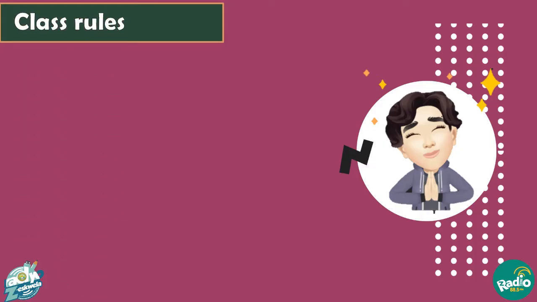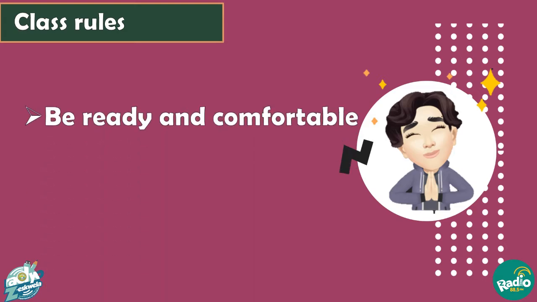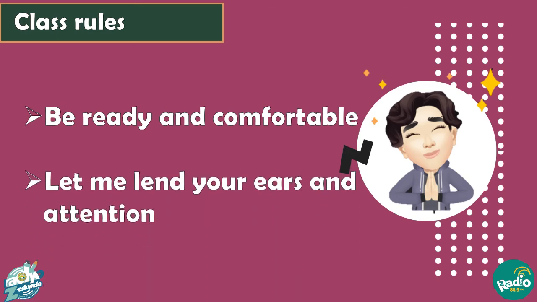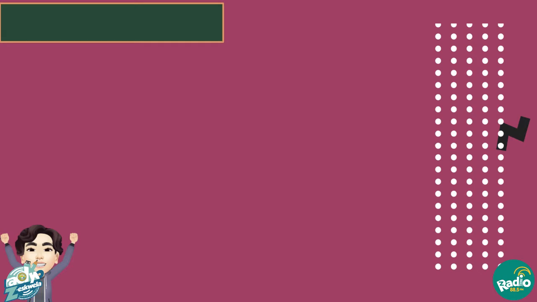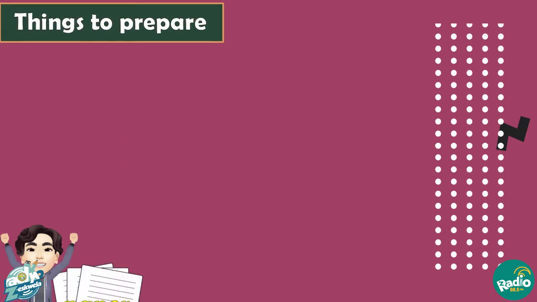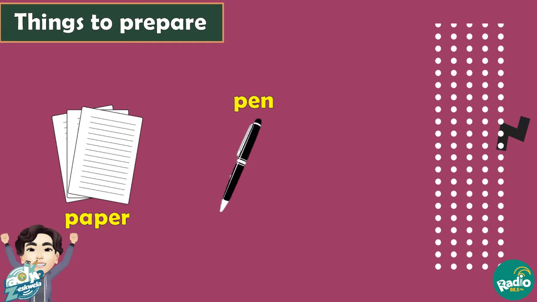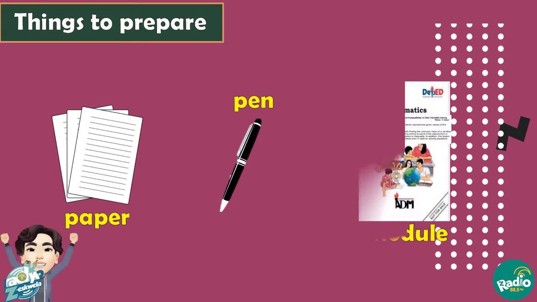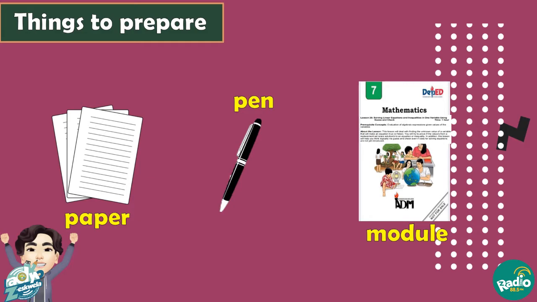To start our learning session, please make sure that you are ready and comfortable wherever you are right now. Let me lend your ears and attention as well so that you can focus in our class through radio. Before we start, kindly get and prepare your paper, pen, and your module entitled Mathematics 7, Quarter 2, Module 9, Solving Linear Equations and Inequalities in One Variable.